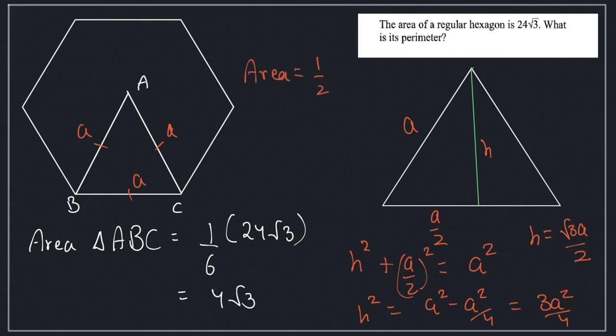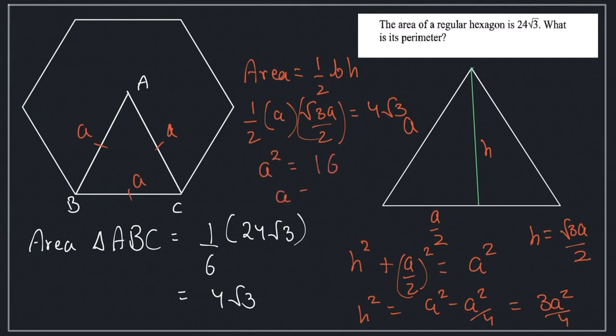Area of this triangle can be written as 1/2 base times height, or 1/2 times a times root 3 a over 2, equal to 4 root 3. Keep a squared on the left side and move all the numbers to the right. We will get 16 on the right side. a will be 4. We found the side length of this hexagon. Therefore, perimeter can be written as 6a, or 6 times 4, or 24.